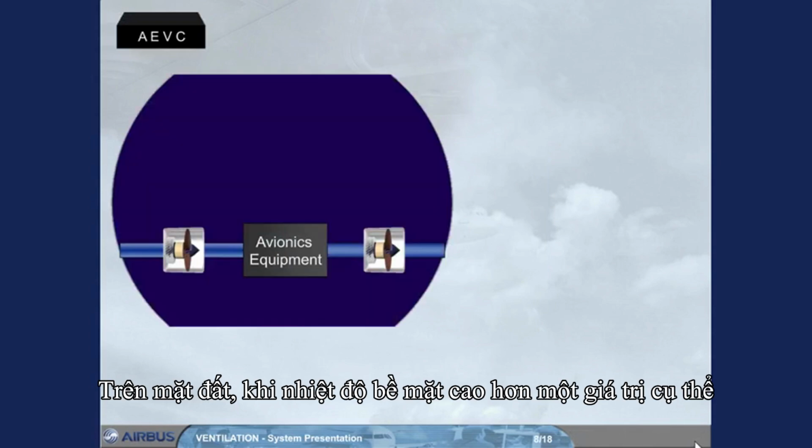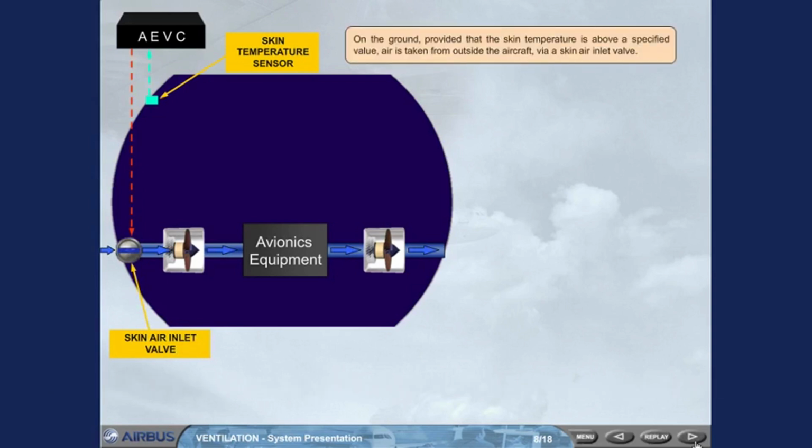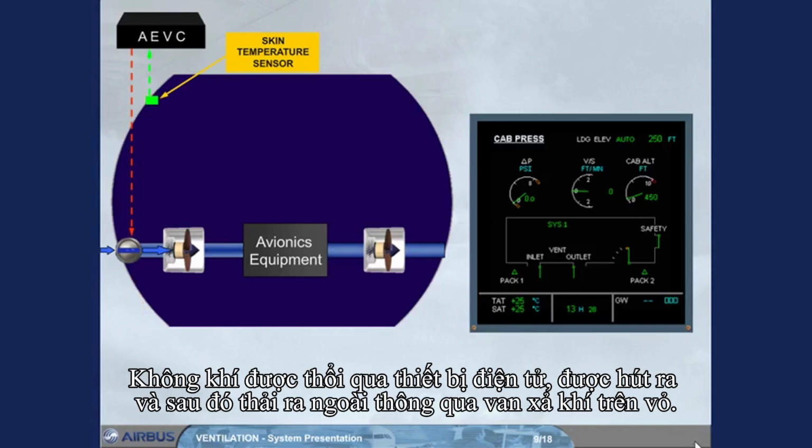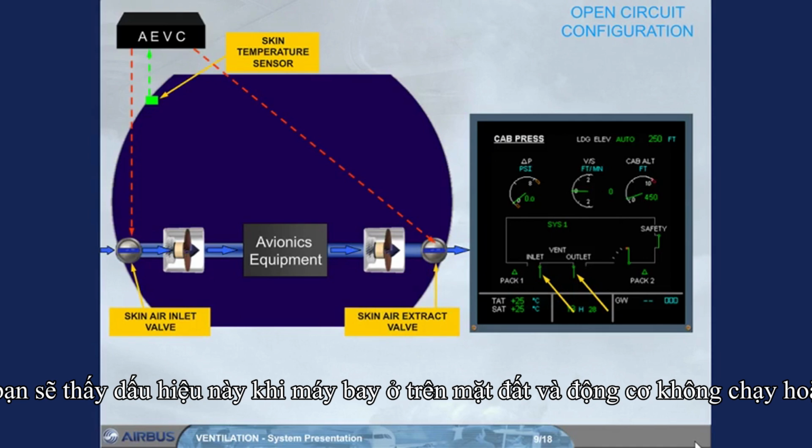On the ground, provided that the skin temperature is above a specified value, air is taken from outside the aircraft via a skin air inlet valve. The air is blown through the avionics equipment, extracted, and then discharged overboard via a skin air extract valve. As both valves are open, this is the open circuit configuration. Note: in most cases, you will see this indication when the aircraft is on the ground and engine not running or engine thrust not at takeoff.